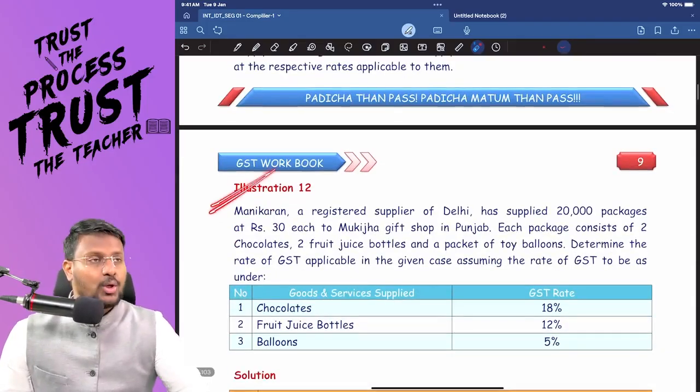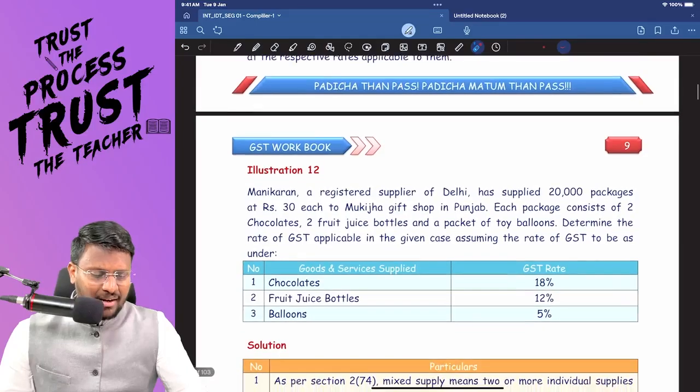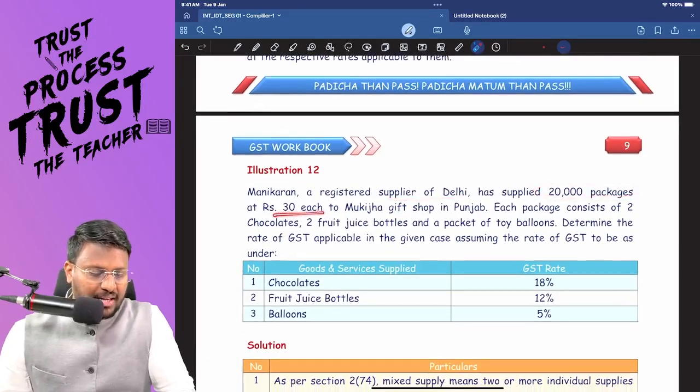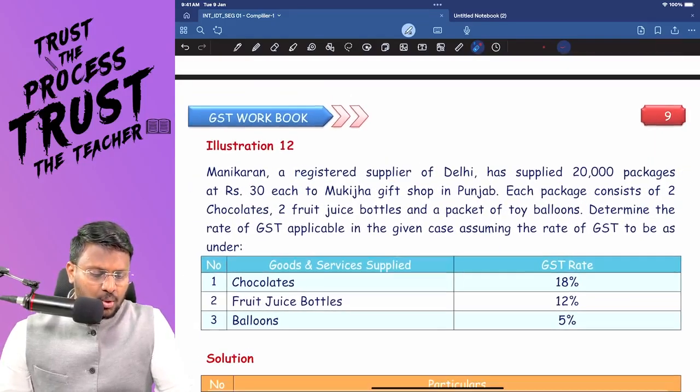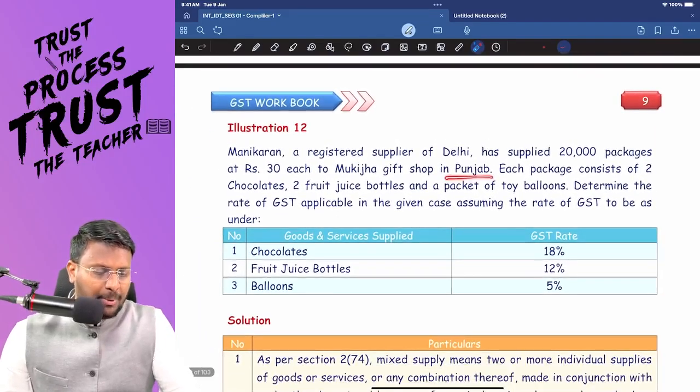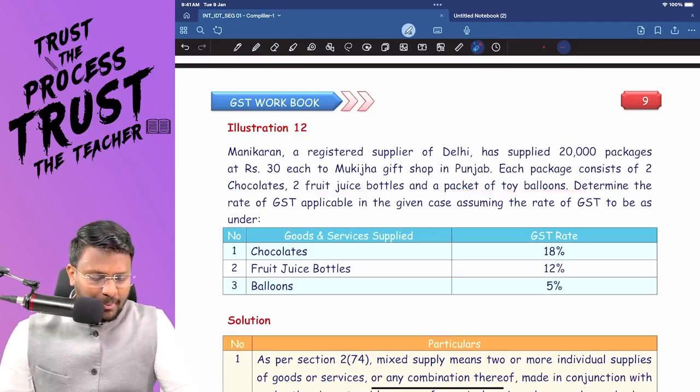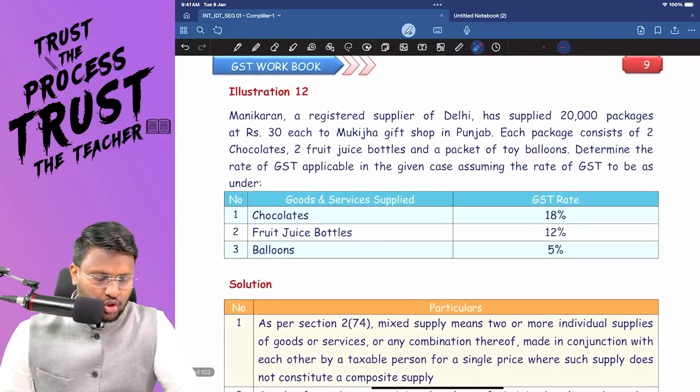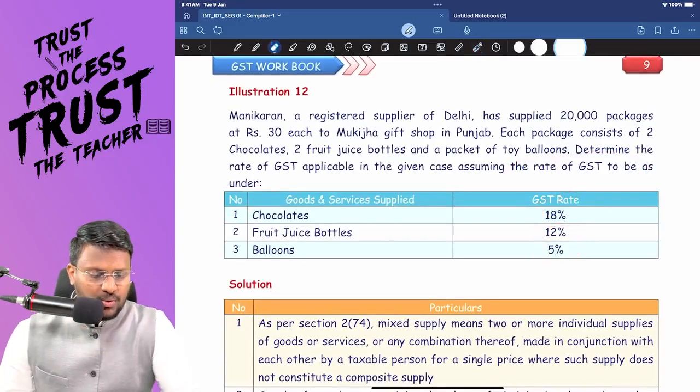I'm moving into illustration number 12. Manikaran, a registered supplier of Delhi, has supplied 20,000 packages to Mukicha gift shop in Punjab. Each packet consists of 2 chocolates, 2 fruit juices and a packet of toy balloons. Determine the rate of GST applicable in the given case. Assuming the rate of GST to be as follows: chocolate, how much percent? Fruit juice bottle? Balloon, how much percent?